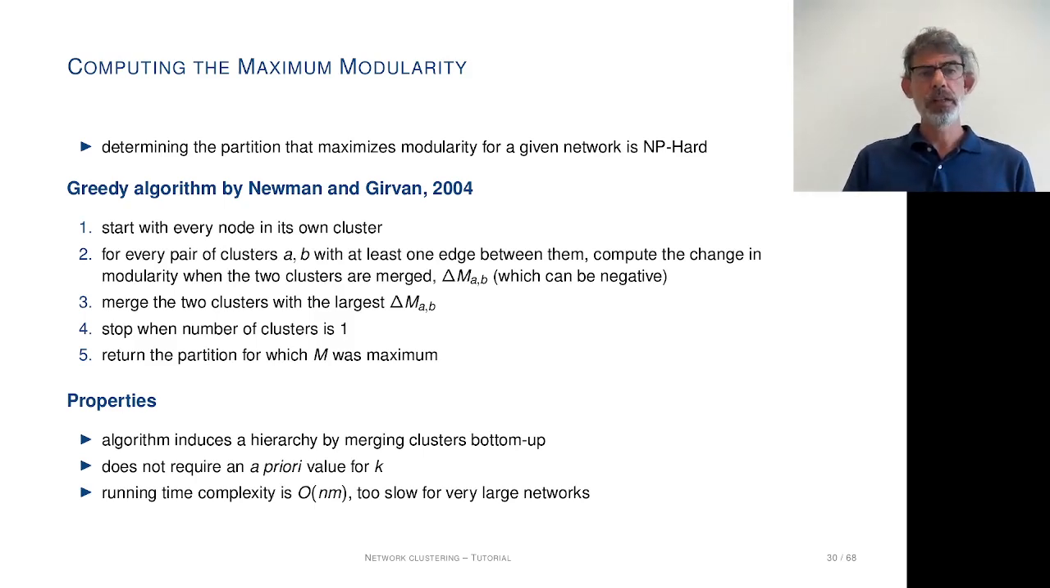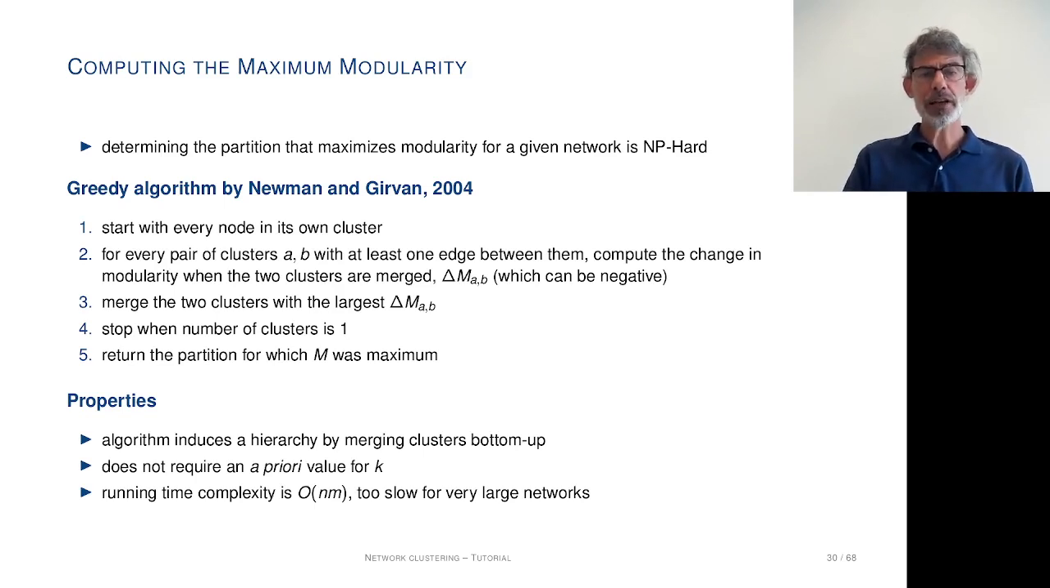So here's the algorithm. We start with every node in its own cluster, and for every pair of clusters A, B with at least one edge between them, we compute the change in modularity when the two clusters are merged. This is delta M AB. That's the change in the modularity of the entire network when I merge cluster A with cluster B. Note that this can be negative because by merging two communities, we can actually decrease the modularity. Then, after computing this for every pair, I merge the two clusters that have the largest delta MAB, and this is the greedy step.